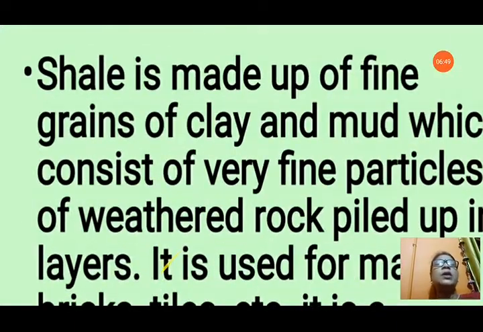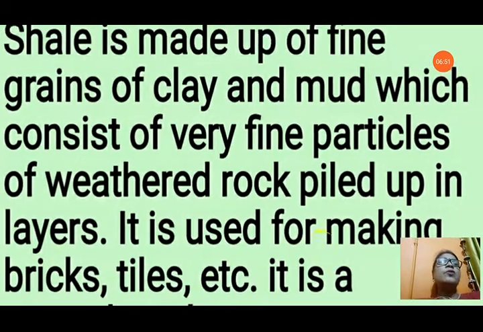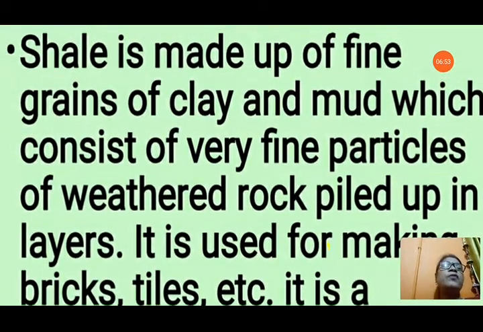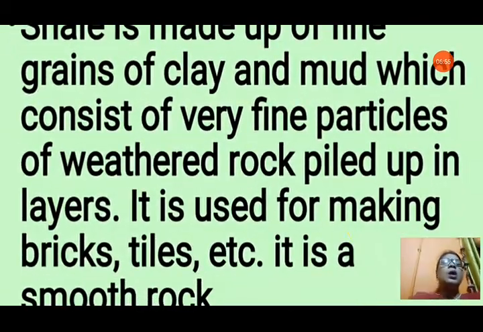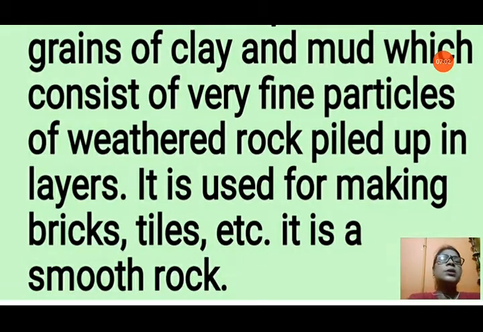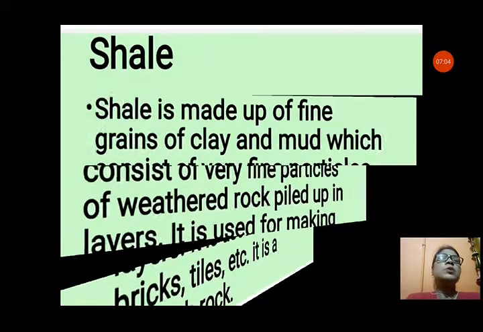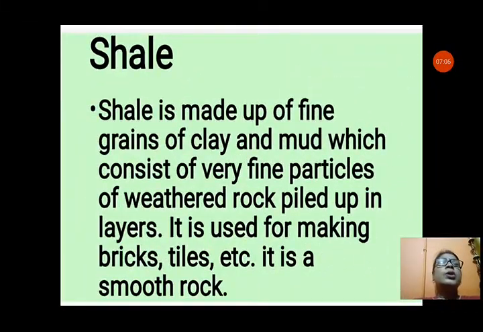Next is shale. Shale is made up of fine grains of clay and mud, which consist of very fine particles of weathered rock piled up in layers. It is used for making bricks, tiles, etc. It is a smooth rock because it is made up of fine particles. So, you can see shale.